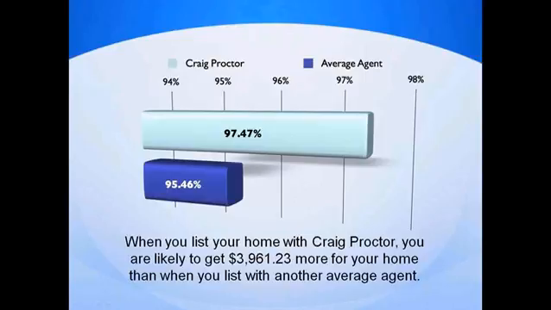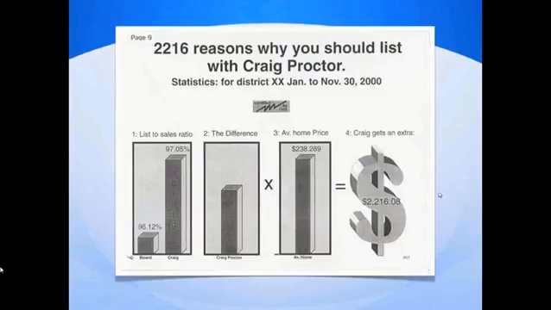And here's another image we have of this, and it shows the board average at 96%, my average at 97%. Here's the difference that I get. The average price of a home was $238,000, so that's an extra $2,216.08 that Craig Proctor is going to get for your home.